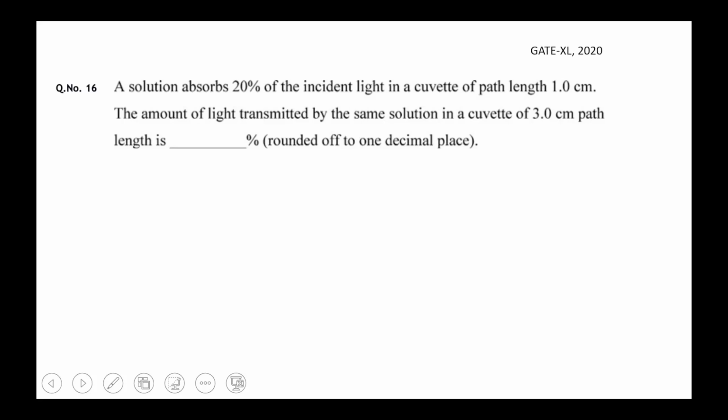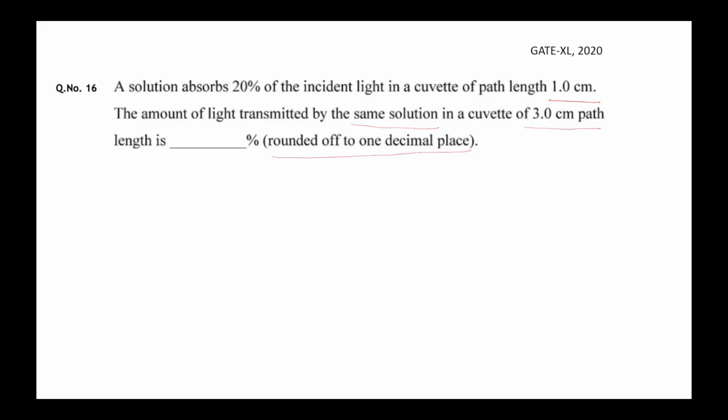This question states that a solution absorbs 20% of the incident light in a cuvette of path length 1 centimeter. The amount of light transmitted by the same solution in a cuvette of 3 centimeter path length is, rounded off to 1 decimal place.